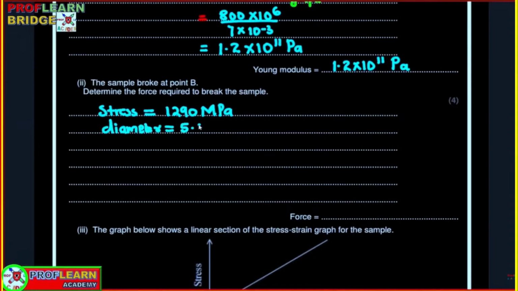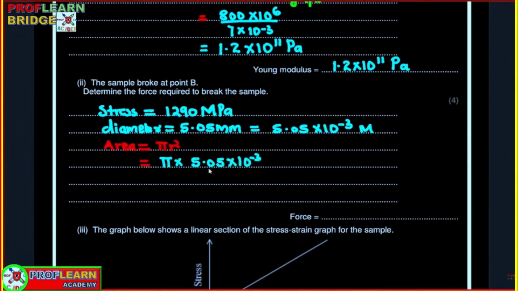So diameter is given in millimeters. Then we can convert this by multiplying by 10 raised to power negative 3, and that becomes now in meters. Then once we have that, we can find the area of the cross-section of that wire, of that sample. Then we can use the formula pi r squared. Then we will have to divide by 2 so that the diameter can be converted to radius.